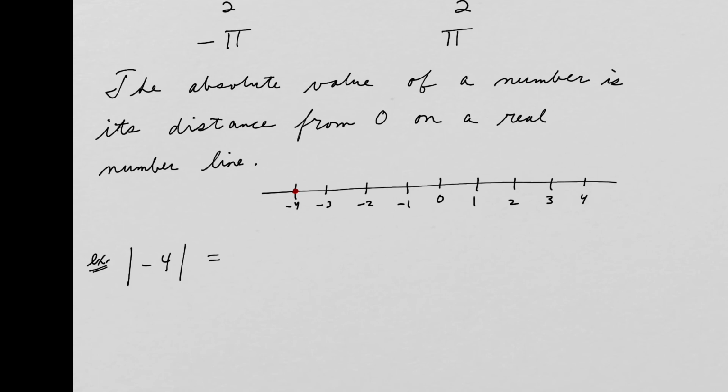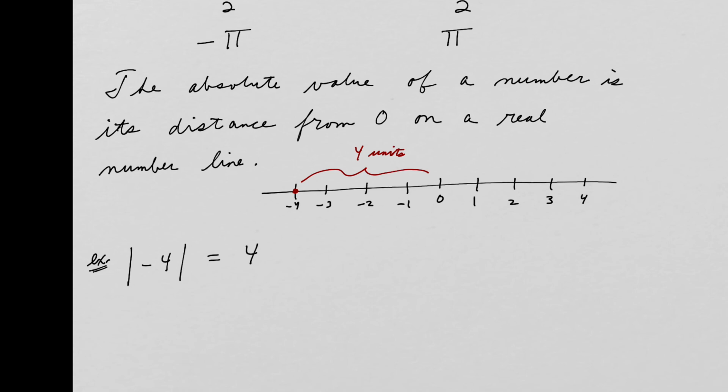And what is its distance from 0? Remember, distance doesn't care about signs. It's always going to be non-negative. So how many units from 0 is -4? It's 4 units away. And the definition of absolute value of a number is its distance from 0. So absolute value of -4 is just going to be 4, right?